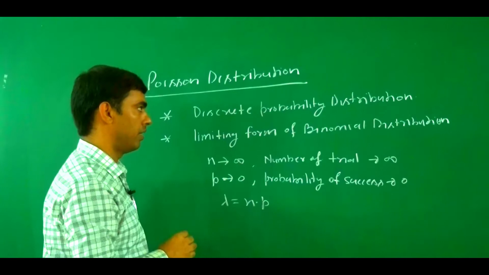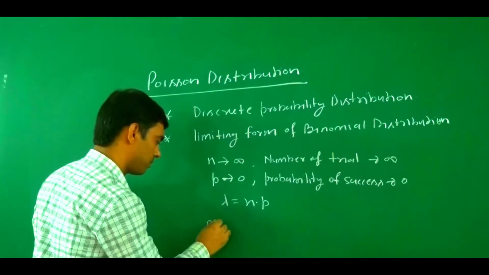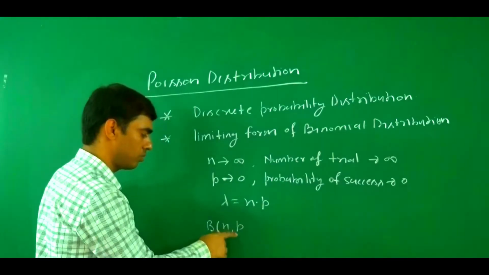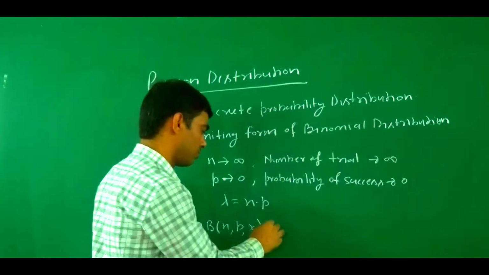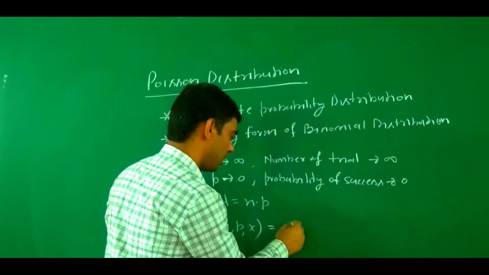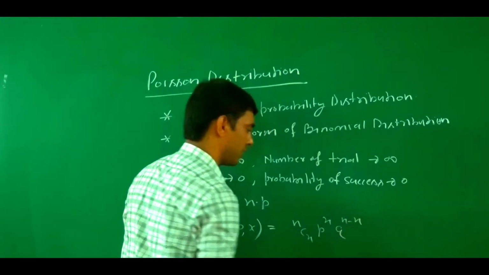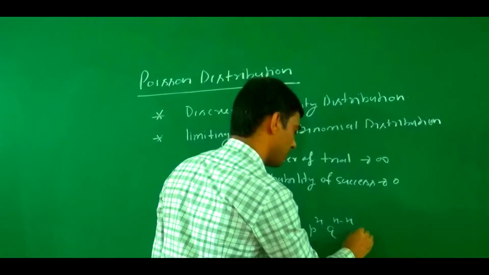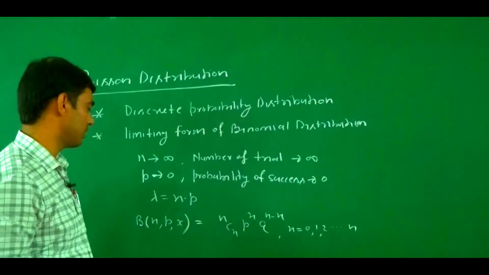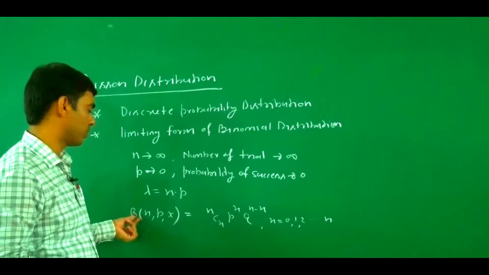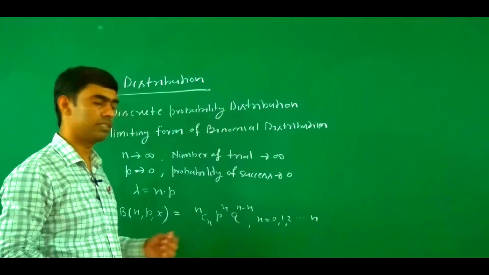What is the probability mass function of the binomial distribution? It is b(x; n, p). Basically there are two parameters, but if we write n, p, and x, where x is treated as a variable, then this is nCx p to the power x q to the power n minus x, for x equal to 0, 1, 2, up to n. This is the probability mass function of the binomial distribution. Otherwise, for other values of the random variable, the probability is 0.